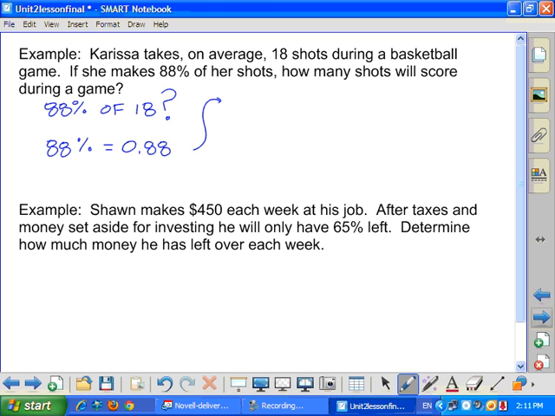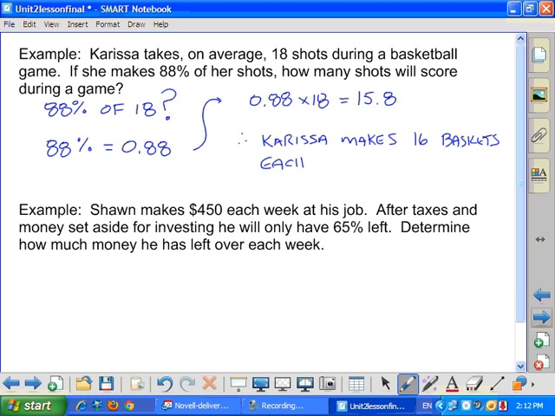Multiply the decimal by the total. So 0.88 times 18 is 15.84. Now I'm going to talk about this in the therefore statement. Therefore, Carissa makes, you can't tell me 15.8, because she can't make 0.8 of a basket during a game. So you need to do some rounding here. We're going to say she makes 16 baskets each game.